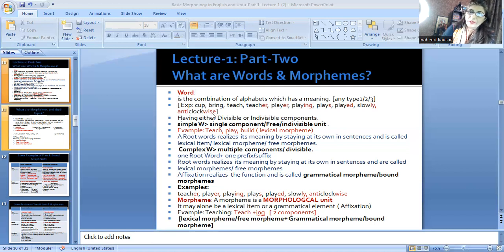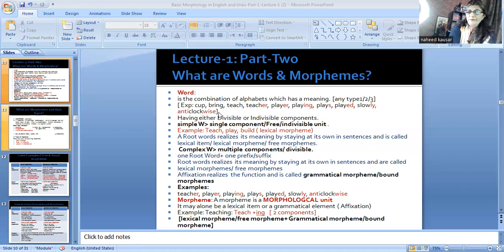In this example, you can see that each component in this complete word is a morpheme. So I should say that in the word anti-clockwise, there are three morphemes: anti, one; clock, two; and wise, three. So there are three morphemes in this word.